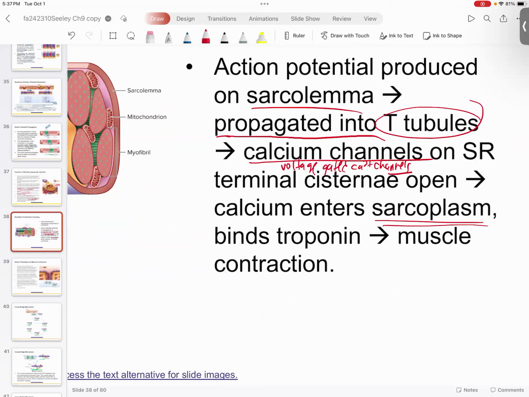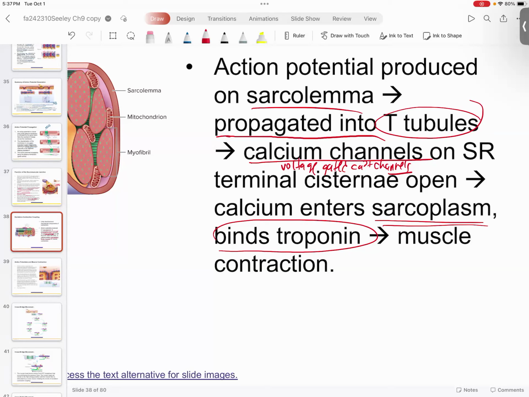And as calcium spreads throughout the sarcoplasm of the muscle fiber, it's going to find troponin. Remember, troponin is that protein molecule that's part of the thin filament, which has three binding pieces, right? It has an actin binding, a tropomyosin binding, and a calcium binding domain. The calcium will come in to bind to troponin, and as the troponin is bound to calcium, it's going to change shape.